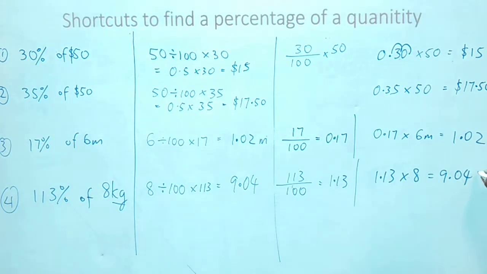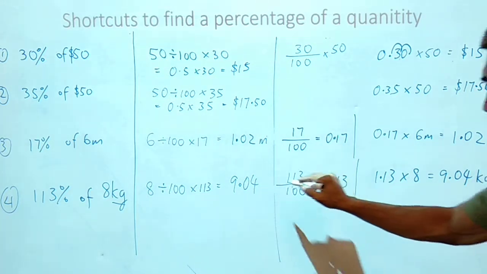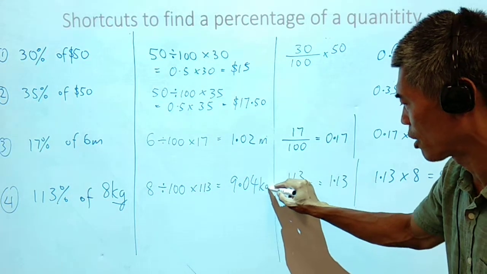9.04. And we have to be careful about using the units. So we have 9.04 kilograms here and 1.02 meters. So just bearing in mind that the units are retained.